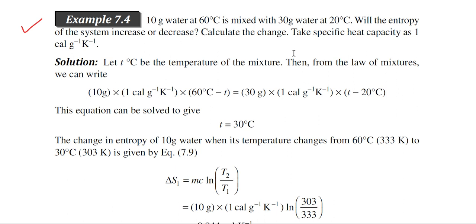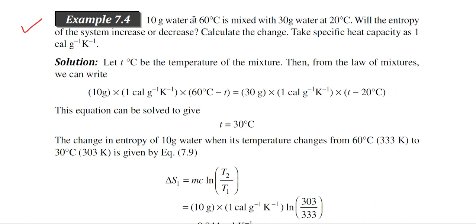So, you see that the temperature of the 10 gram water is 60 degree centigrade, whereas the temperature of the 30 gram water is 20 degree centigrade. So, when they are mixed, a temperature will be reached which should lie between 60 degree centigrade and 20 degree centigrade, not exactly the middle point, but in between 20 degree centigrade and 60 degree centigrade.